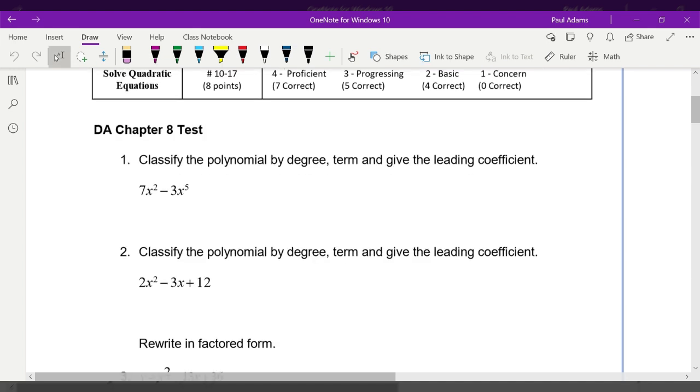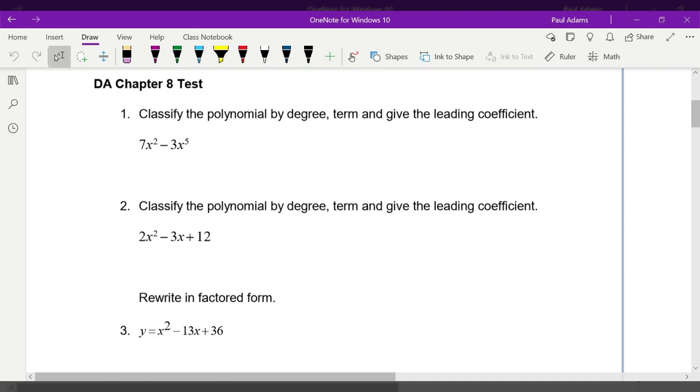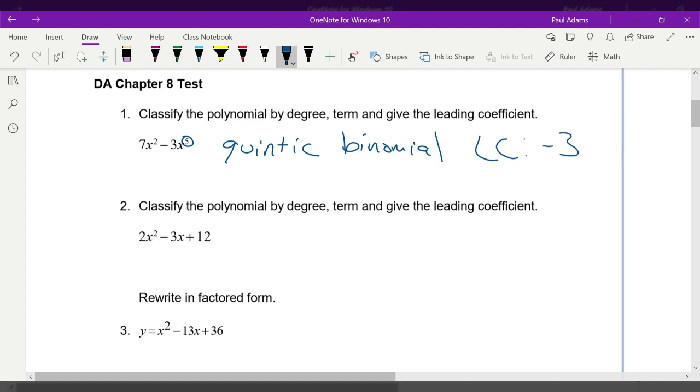We'll start with number one. It says classify the polynomial by degree, term, and give the leading coefficient. In this case, the highest exponent is 5, so that is a quintic. There's two terms here, so that is a binomial with a leading coefficient of -3. This leading coefficient is always the number in front of the variable with the highest exponent.